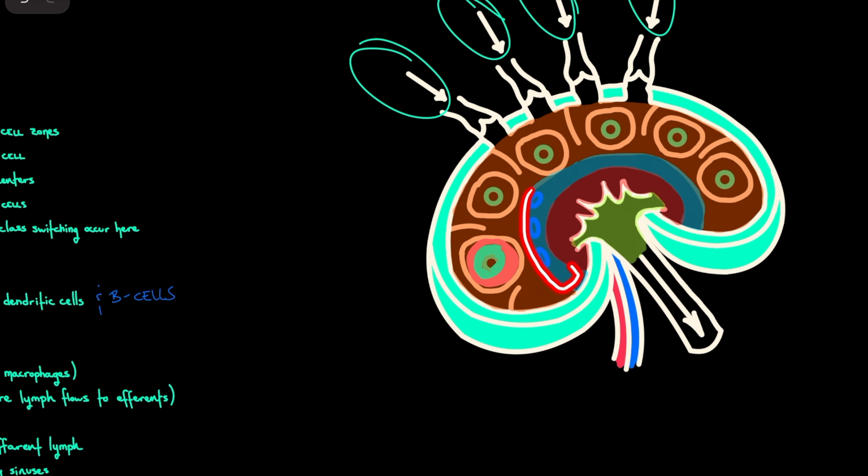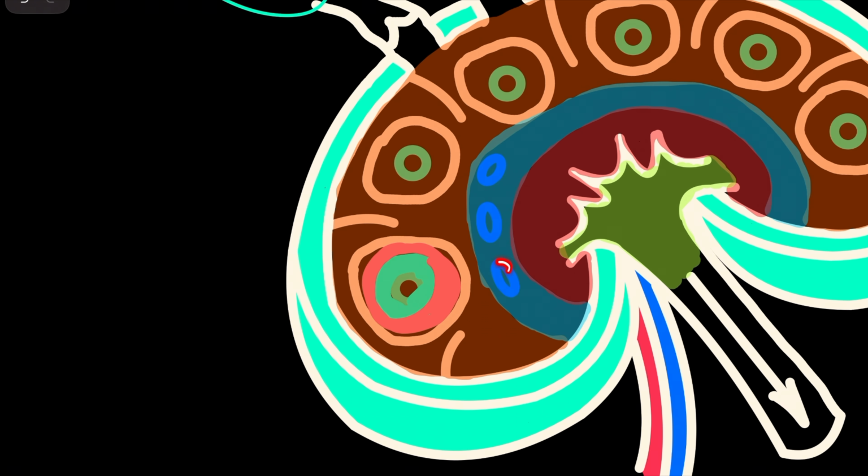Then in the blue here is the paracortex. Paracortex in blue. And then I've added in some super detailed high endothelial venules. Okay, so that is that backdoor entry point where 90% of your lymphocytes find their way to the lymph nodes for hanging out.